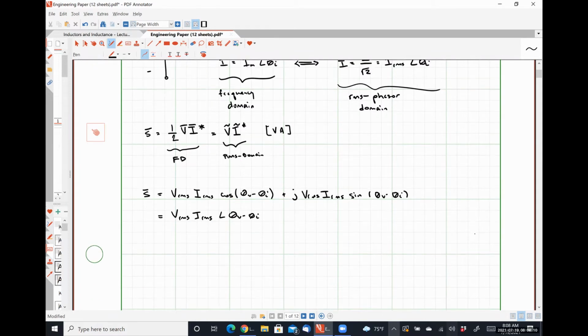So let's look particularly at the real portion, okay? So the real portion of our complex power S is V RMS I RMS cosine of theta V minus theta I.